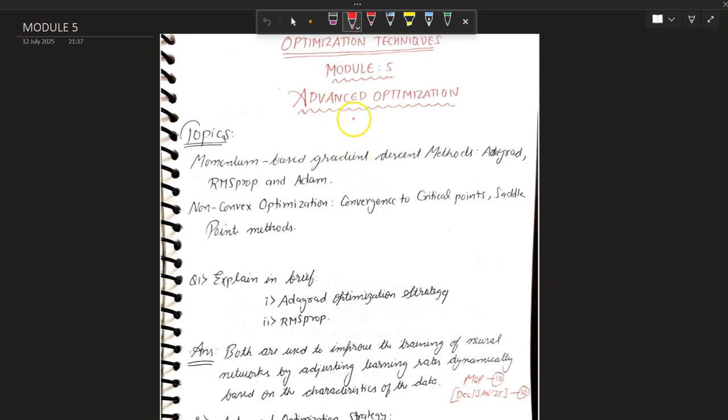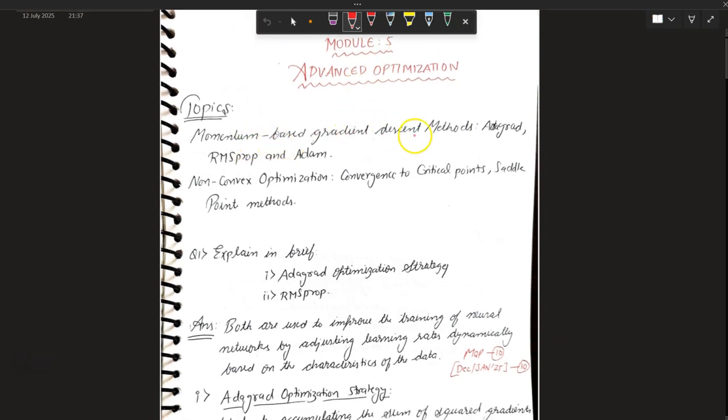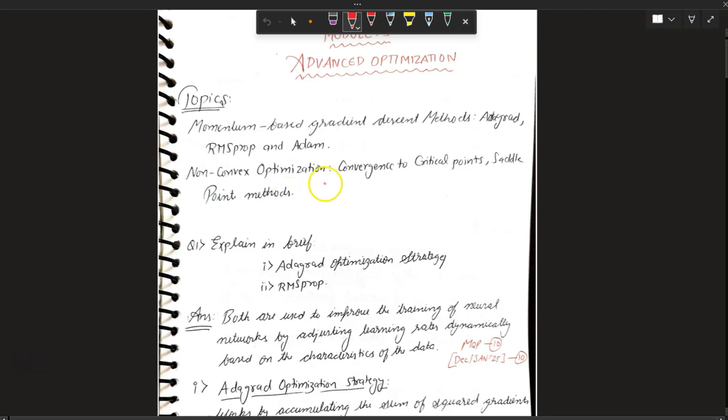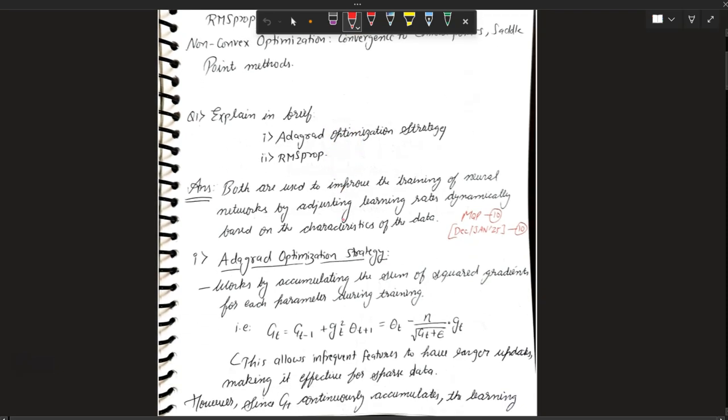So welcome back friends. Now we'll start with the fifth module of optimization technique, and this module includes the momentum based gradient descent methods, that is ADAGRAD, RMSPROP and ADAM, and non-convex optimization, that is convergence to critical point and saddle points method. Okay, so let's see.